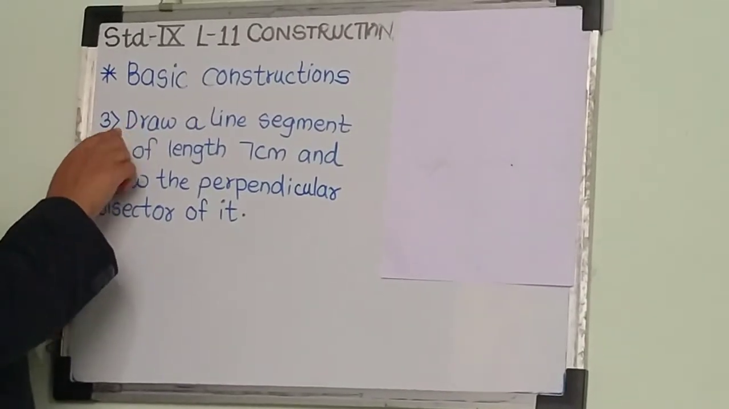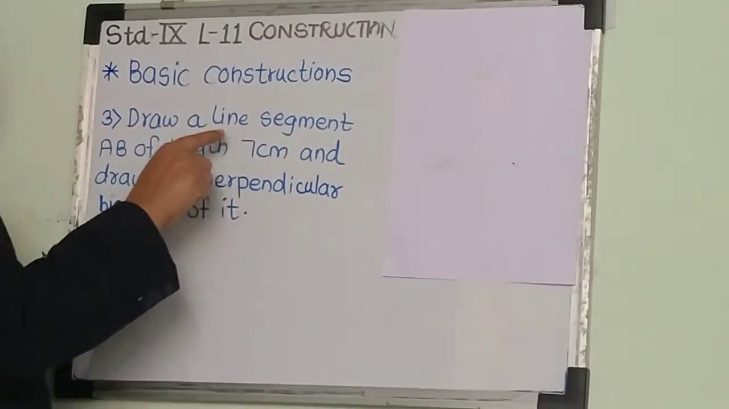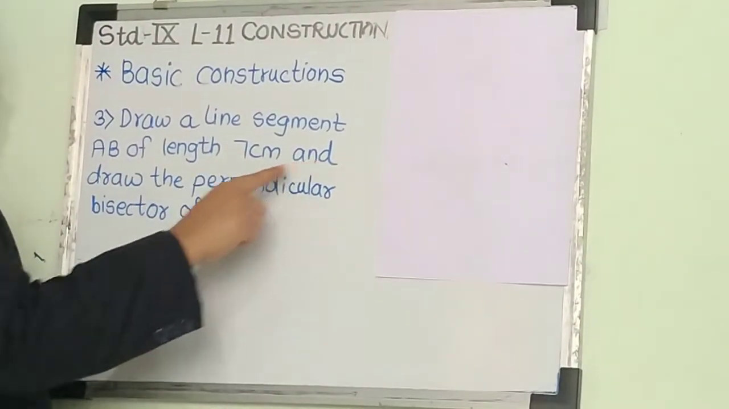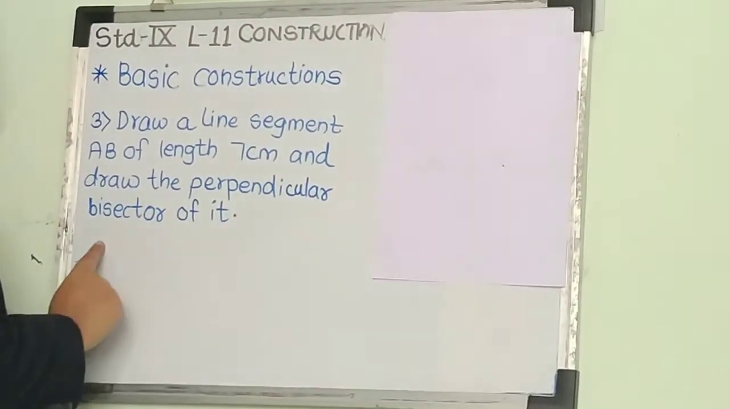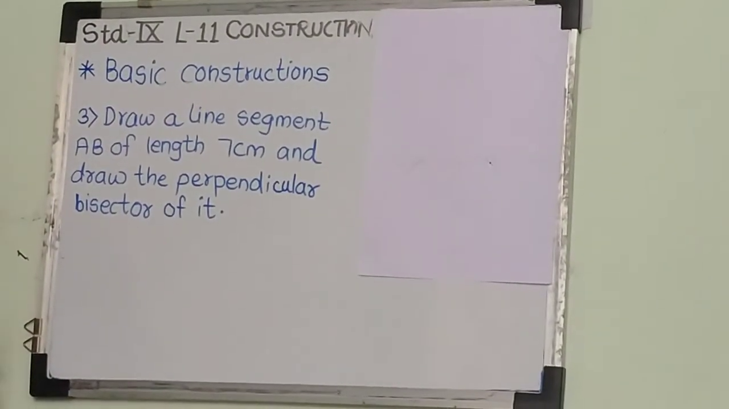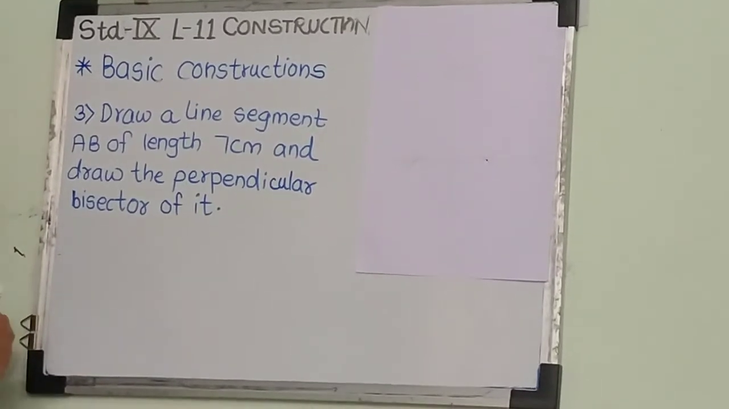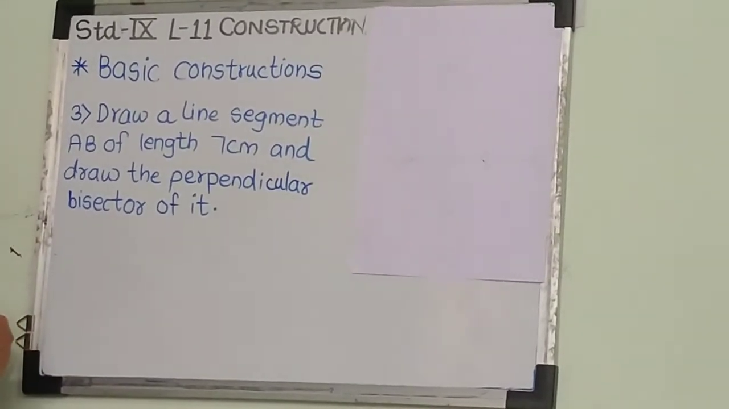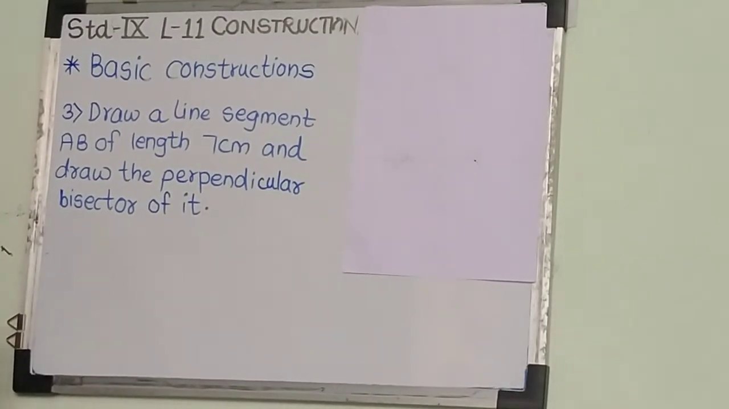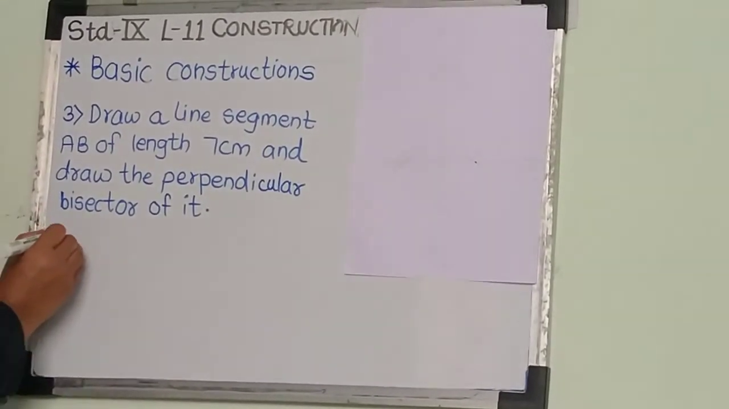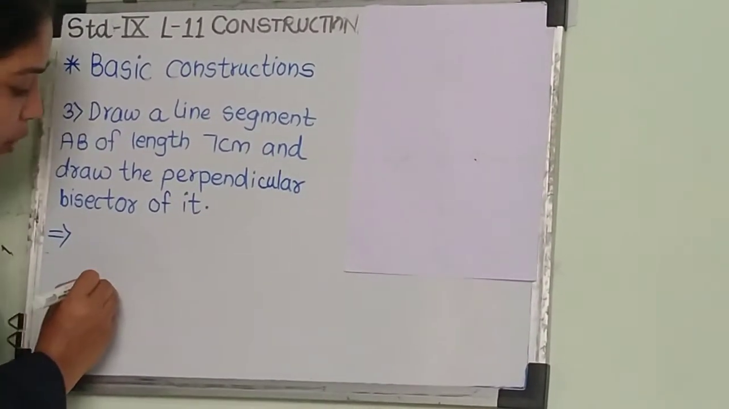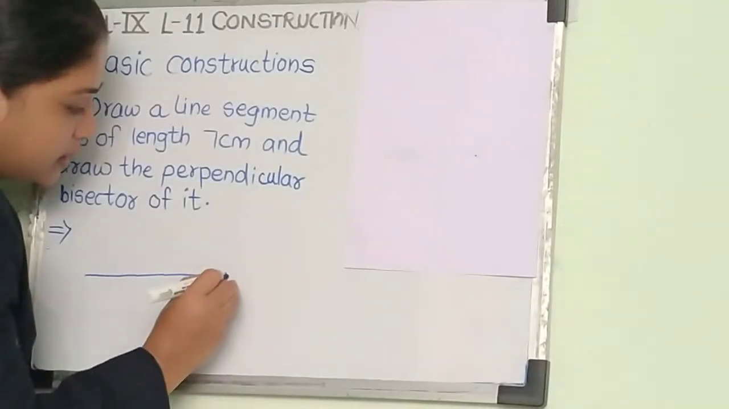Now the third basic construction: draw a line segment AB of length 7 cm and draw the perpendicular bisector of it. We already learned how to draw the perpendicular, and bisector means it will divide it into two equal parts. See here, the line segment has a fixed length, so we can draw the bisector of a line segment.